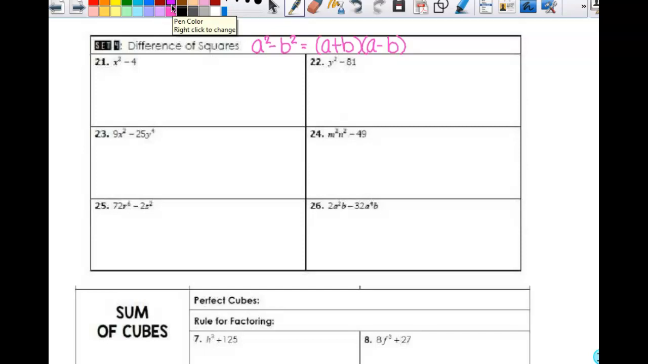So when I look at number 21, x squared is a perfect square, 4 is a perfect square. So I can factor that into 2 binomials. I take the square root of the first term, so the square root of x squared is x. I take the square root of the second term. Square root of 4 is 2. So my answer is just x plus 2, x minus 2. That's it. It's factored. Okay? We good? It's almost like magic.